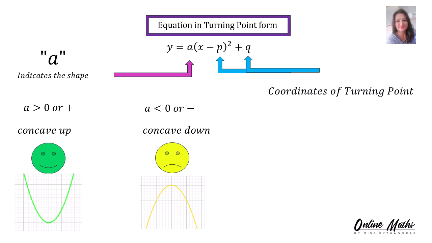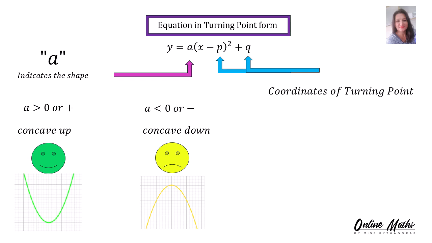Then P and Q's values are significant here. They form the coordinates of the turning point. Therefore, the P value will be the X coordinate of the turning point, and the Q value will be the Y coordinate of the turning point. But you must be very careful.